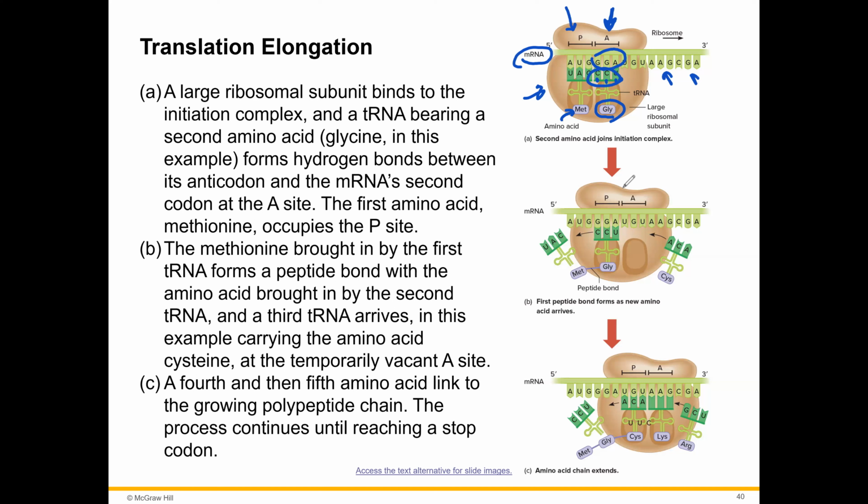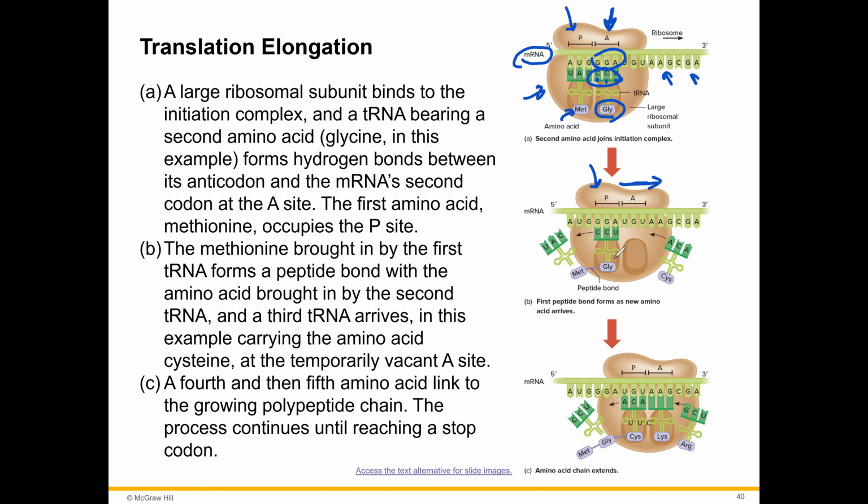Now what's going to happen is this ribosome is actually going to move. You see how this glycine was in the A site, now it's in the P site, because the ribosome just moved. And this tRNA carrying glycine has just shifted from the A to the P site, right? Now the methionine brought by the first tRNA forms a peptide bond with the glycine.